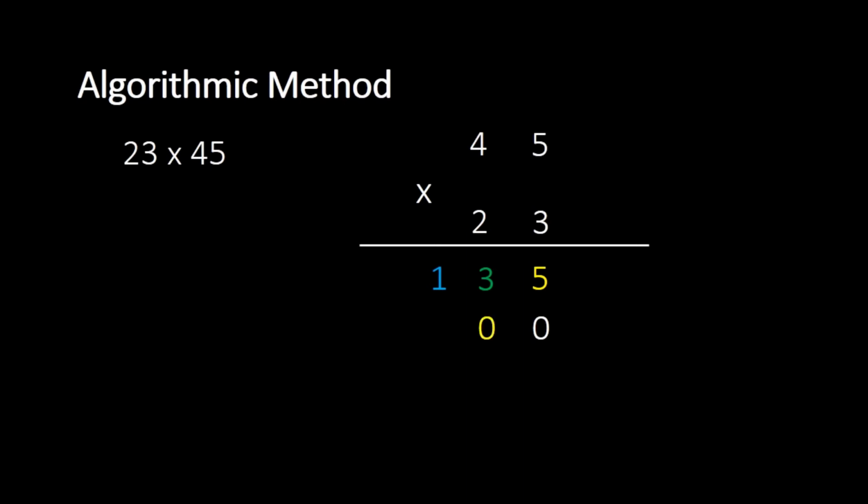Then next, we'll multiply 2 times 5 to get 10. But then, of course, we'll have to carry 1 over. So we'll have to multiply 2 times 4 to get 8. But then since we have 1 carried over, we'll get 9. Then we'll have to add those two rows together, which will give us 1035.